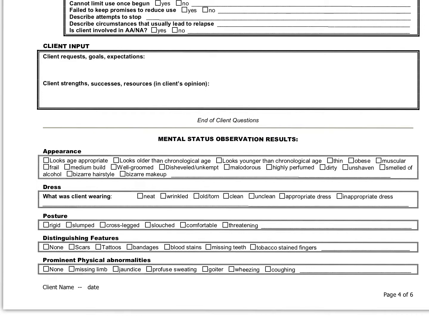Thin, obese, are they muscular, frail? Do they have a medium build? Are they well-groomed, disheveled, unkempt? Do they have a certain odor? Using lots of perfume? Are they dirty, unshaven, smelled of alcohol? Do they have some kind of bizarre hairstyle or bizarre makeup? All these could be symptoms of one element or another. Psychosis, substance abuse, depression.